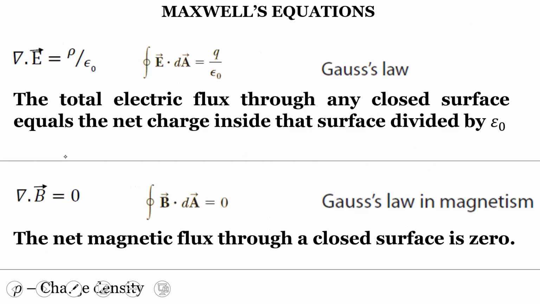Okay, we just look briefly at Maxwell's equations. In continuing after this moment, everything you are doing can be summarized by the four Maxwell's equations. These are the first two that talk about the divergence of electric field and the divergence of the magnetic field. The first is Gauss' law, which says that the total electric flux through any closed surface equals the net charge inside the surface divided by epsilon naught.